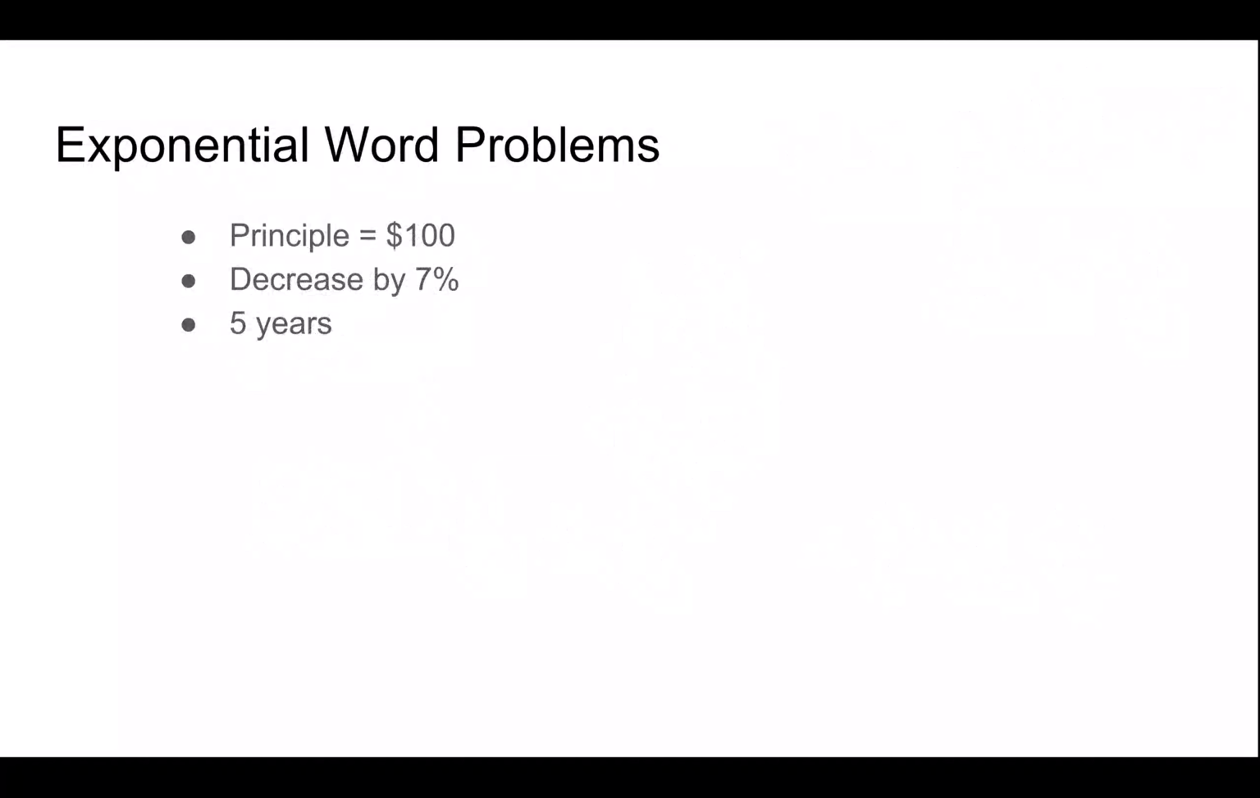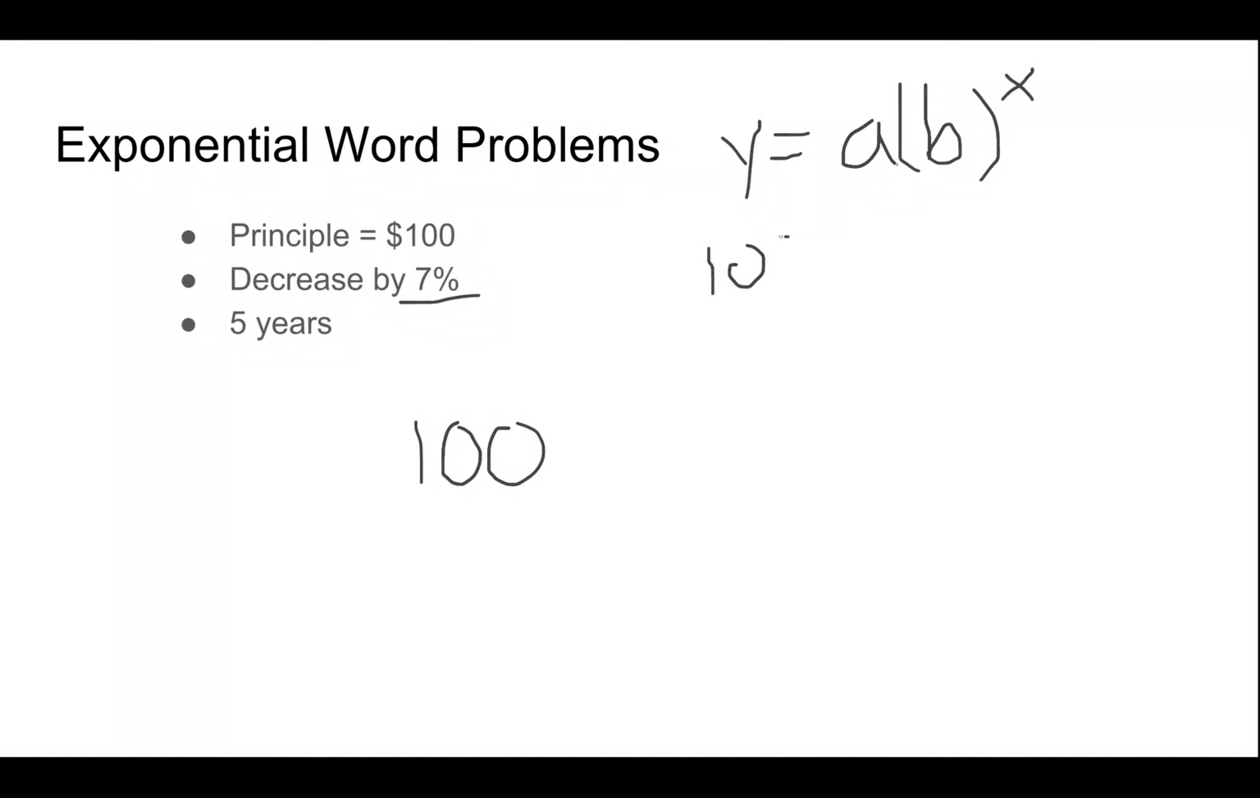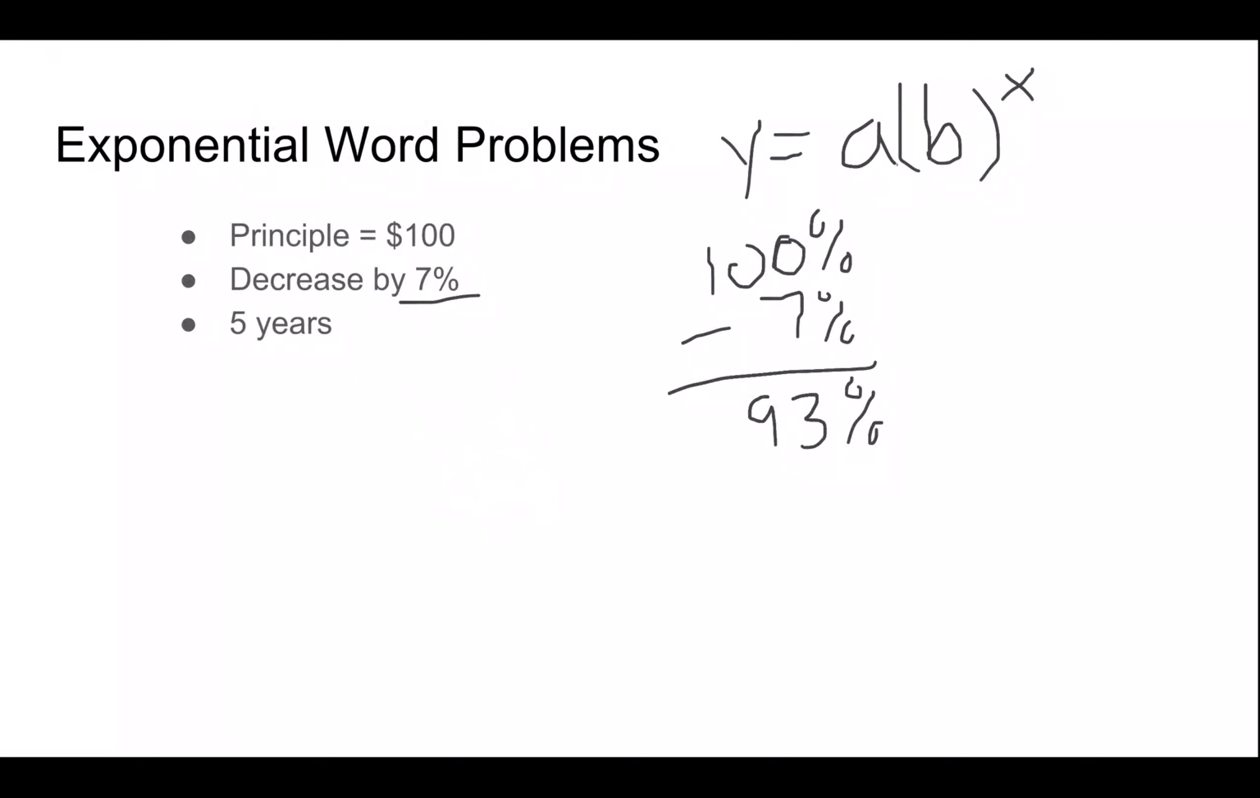In this second example, it's the same kind of thing. Again, we're going to focus on this form right here, with a being our starting point. So our starting amount is 100. This time, we decrease by 7%. Again, we always start with 100%, but if you decrease, instead of going up, we go down. So we go down 7%, and we're only left with 93%. Since we're only left with 93%, that will be our rate.